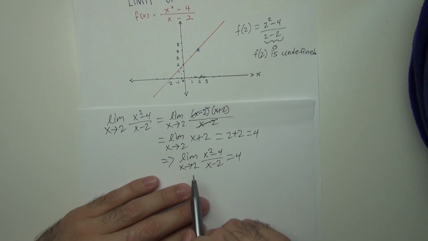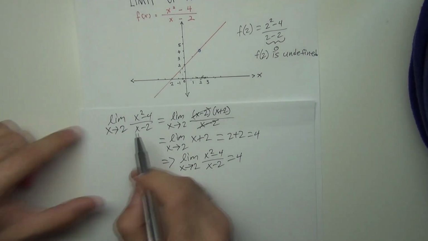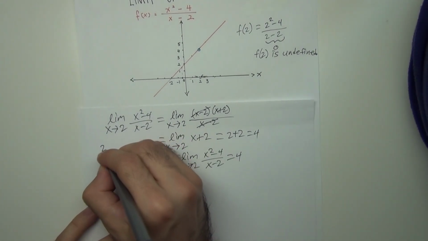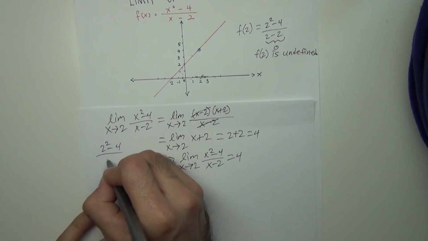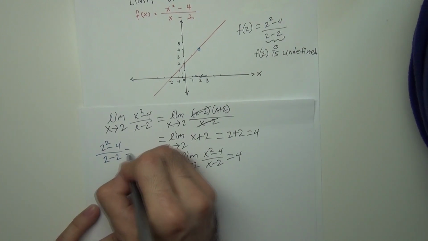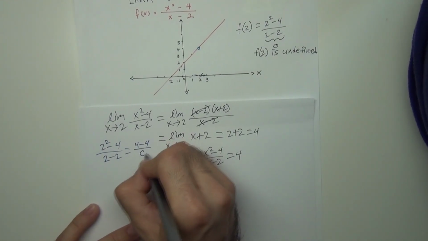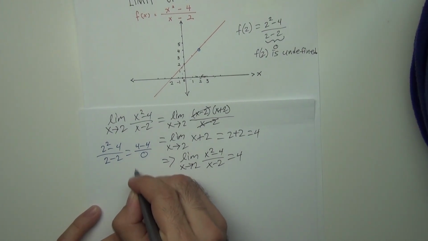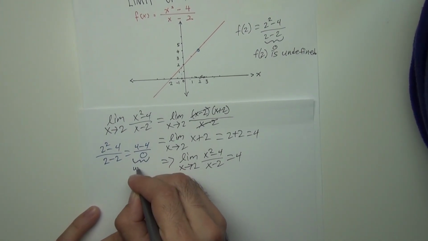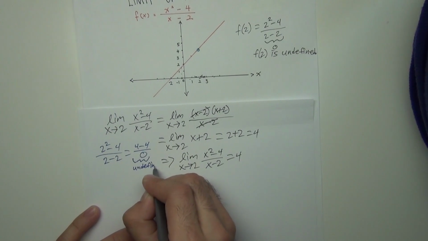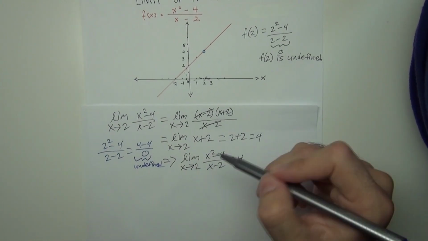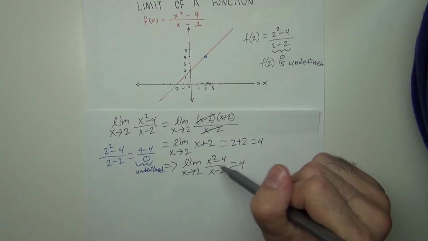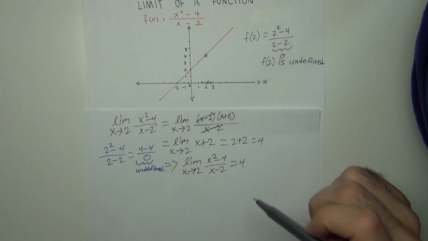And now we had to simplify. The reason we could not plug in 2 from the start is because if we did, we would have 2 squared minus 4 over 2 minus 2, which would be 4 minus 4 over 0. And again, this entire fraction would be undefined. So we had to do some simplification, but we were able to get the same answer. The limit as x approaches 2 of x squared minus 4 over x minus 2 is equal to 4.